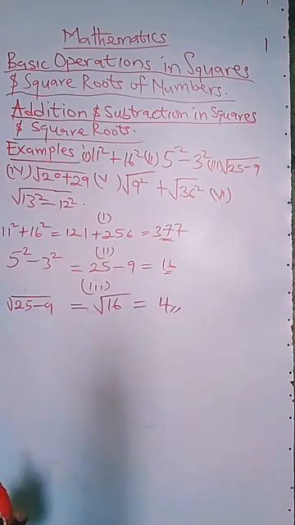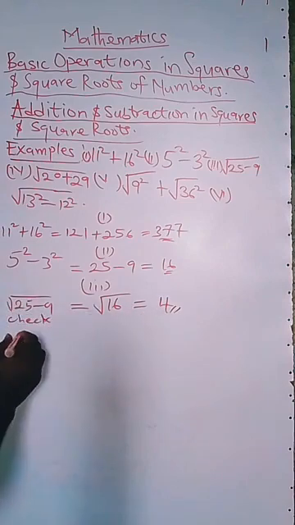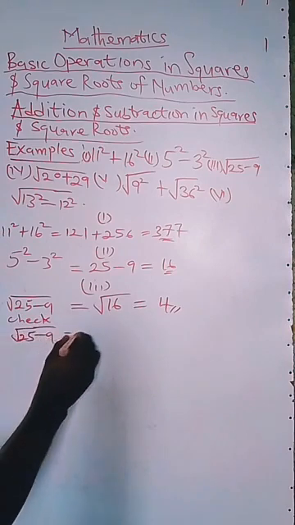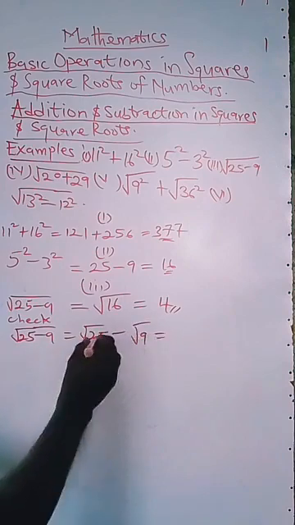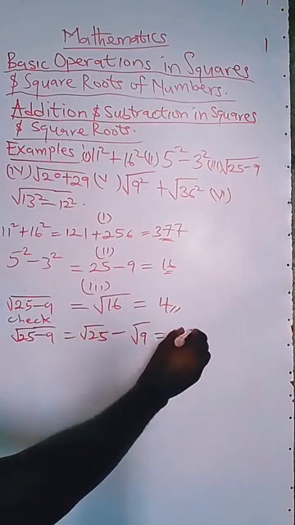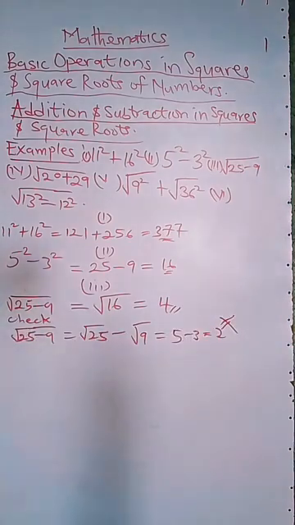Please don't split them or separate them. If you separate them, you will not get the same answer. Let's check to see whether we'll get the same answer if you split. So square root of 25 minus 9 will be root 25 if you split, minus root 9. Square root of 25 is 5. Square root of 9 is 3. We'll get 2, and this is wrong. Don't split if it is addition or subtraction.